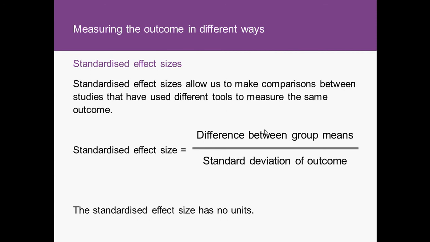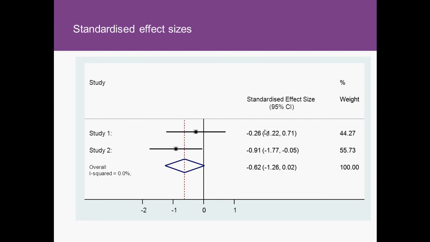Standardized effect sizes help us to resolve the situation. They allow us to make comparisons between studies that have used different tools to measure the same outcome. A standardized effect size equals the difference between group means divided by the standard deviation of the outcome. This standardized effect size has no units, so we can statistically combine the results from different studies.